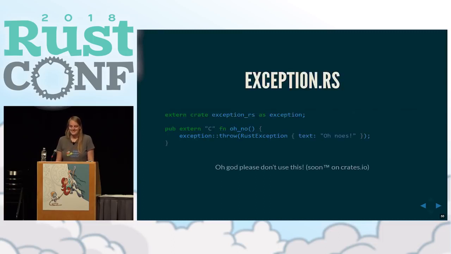Introducing exception-rs. I wrote a crate that can throw exceptions, C++ exceptions, in Rust. This is what it would look like. So you have the exception thing, and then you can throw some structure with whatever payload you want.